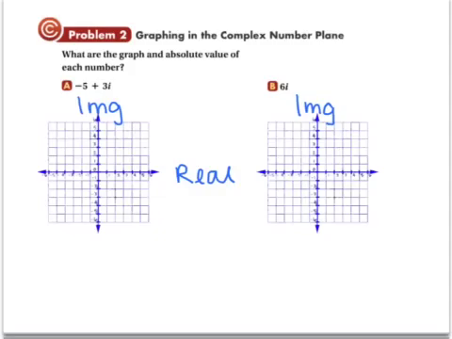The real part of A is going to be -5. So horizontally, you want to go -5 units. And then the imaginary part is going to be 3i. So we go -5 units horizontally. 3i is a positive 3 units on the imaginary axis.